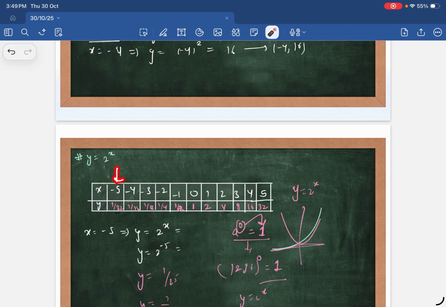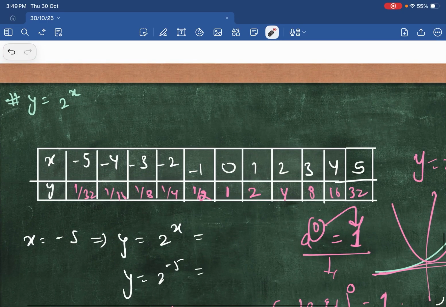Here x is negative, but we get a positive y value. For x equal to negative 1, we got y equal to 1 over 2, which is 0.5, and for 0 it is 1. Now as we increase the x value, the y value is increasing. For 1 we got y value 2, for 2 we got y value 4.